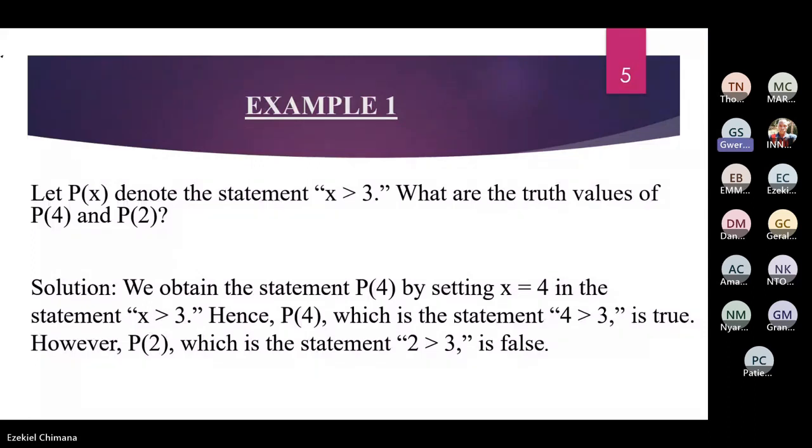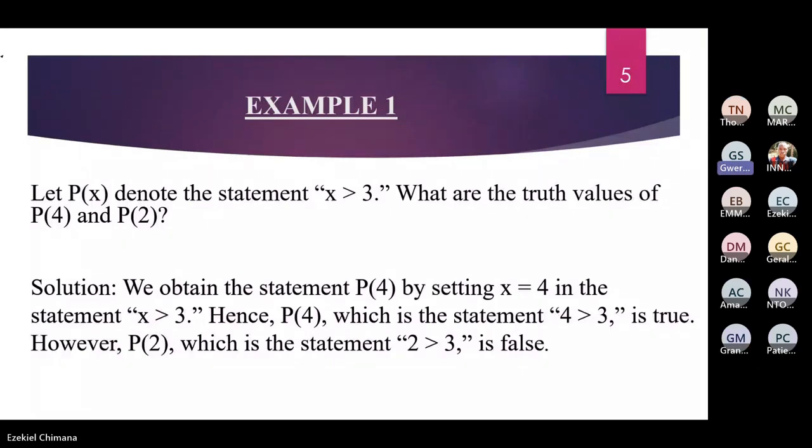Okay, so the example that we have over here: let P of x denote the statement x is greater than 3. What are the truth values of P of 4 and also P of 2? The solution is, we obtain the statement P of 4 by substituting x with 4 in the statement x is greater than 3. Hence, P of 4, which is the statement 4 is greater than 3, is true. However, P of 2, which is the statement 2 is greater than 3, is false.